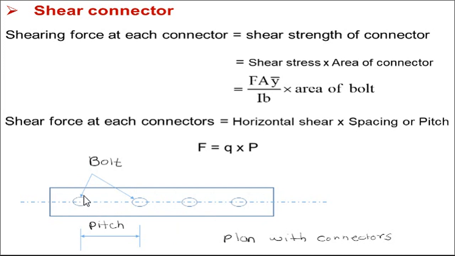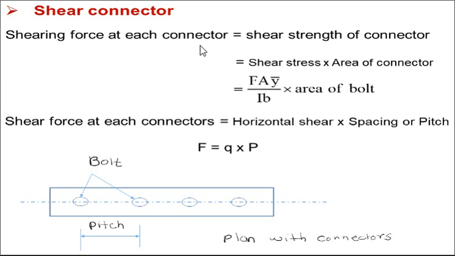Here you can see there is a plank and there are bolts. Three or four bolts are placed at a distance apart from each other, and these bolts are used for joining these two separate parts of the beam. Two separate members can be joined by using these bolts. So the bolt is subjected to shearing force whenever a load or forces are applied, at that time it will be subjected to shearing or shearing displacement.